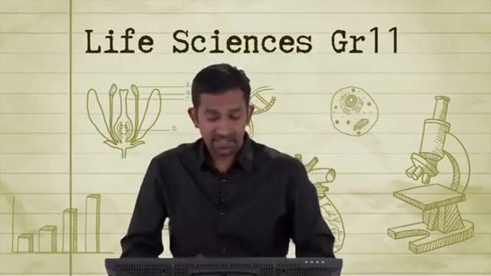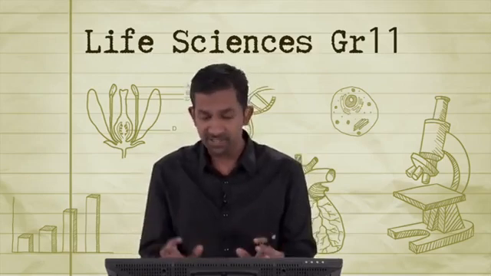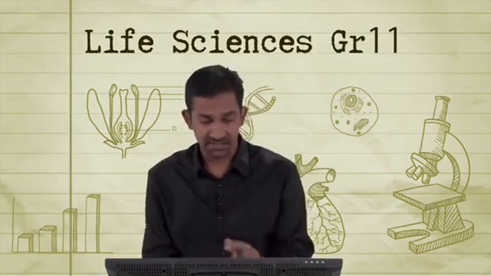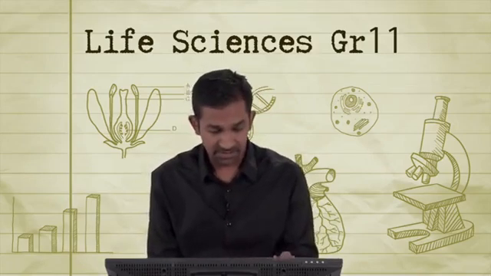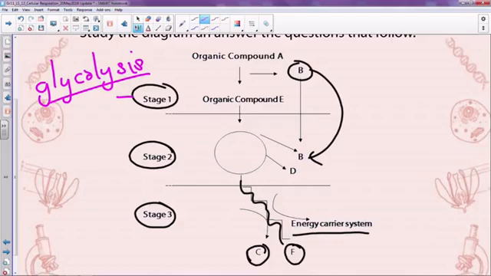So let's look at some of these answers. Let's try and fill in as much as we can. When you get a question of this nature, try and put in as much information on this and then attempt to read the questions and see. So guys, looking at this, we know that stage 1 is the first stage, and in this stage we find that the glucose is split up, so it's glycolysis, and we refer to that as the splitting up of the glucose molecule.